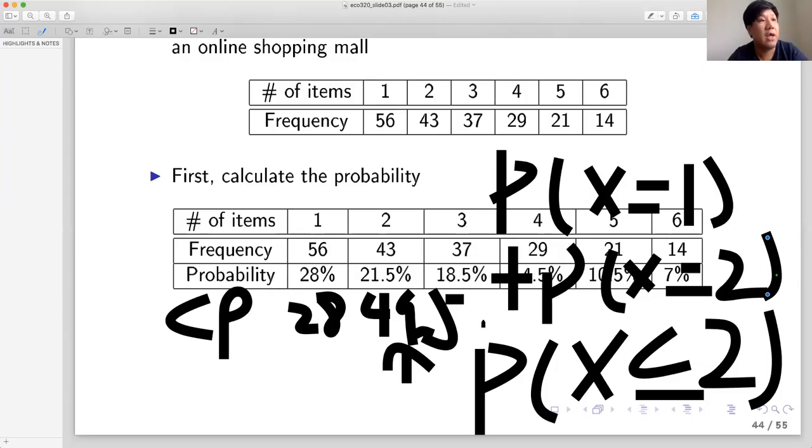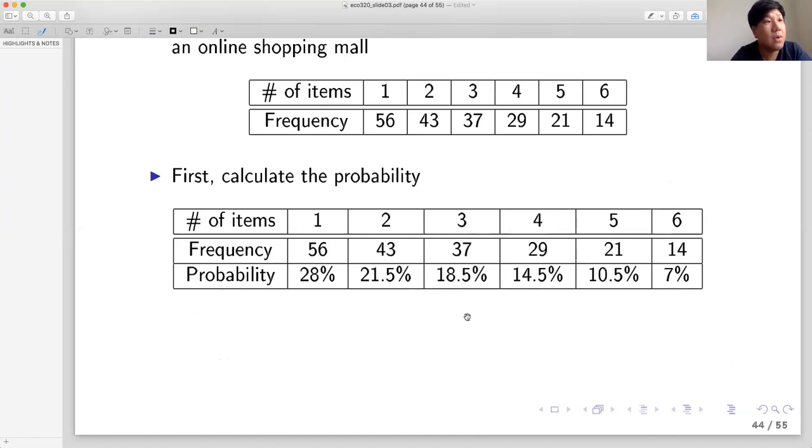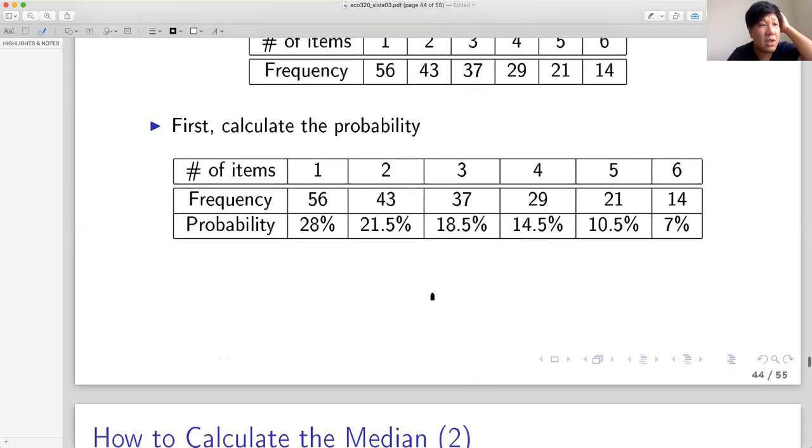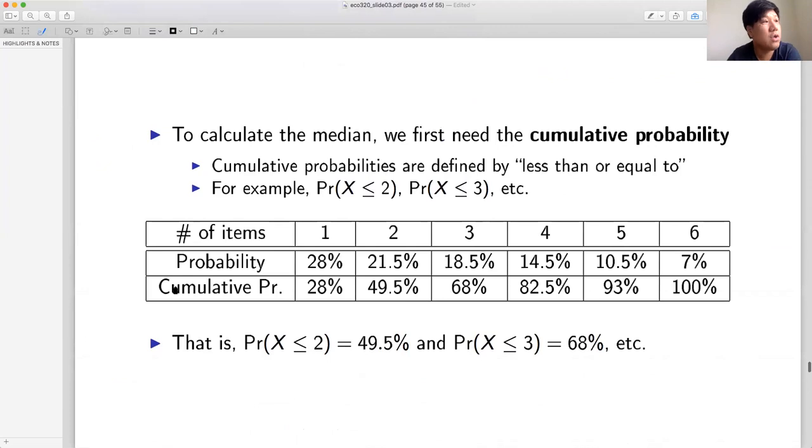Similarly, you can find the probability that x is less than or equal to 3. That is the cumulative probability here, the probability that x is less than or equal to 3, which equals the probability of x equal 1 plus the probability of x equal 2 plus the probability of x equal 3. So add these 3 numbers. That is the concept of cumulative probability. Using cumulative probability, this is how you get the number.